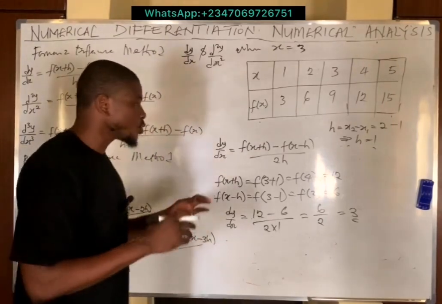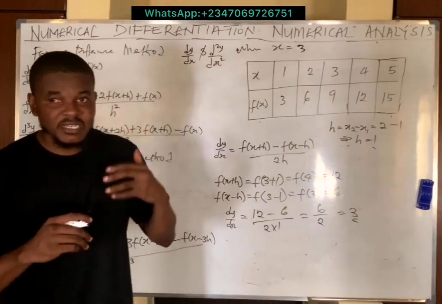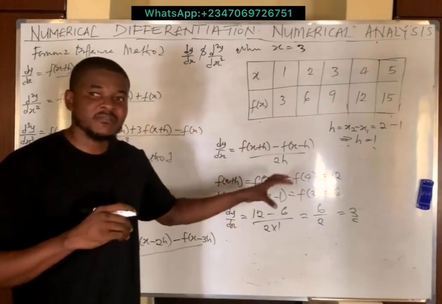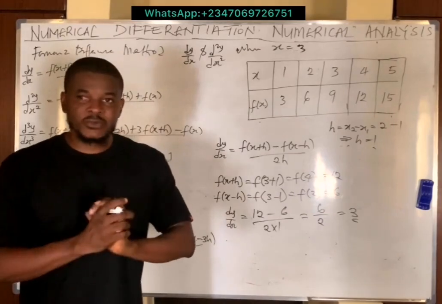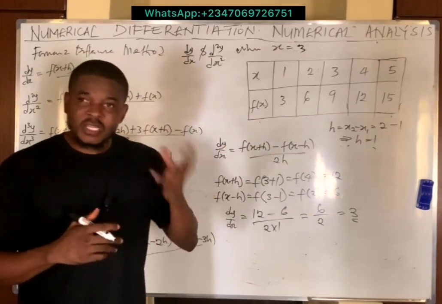Okay, so without even solving, you should know that the second derivative approximation using the central difference method is going to be what? 0, because we've had it to be 0 in the other cases. But let's solve it and see.